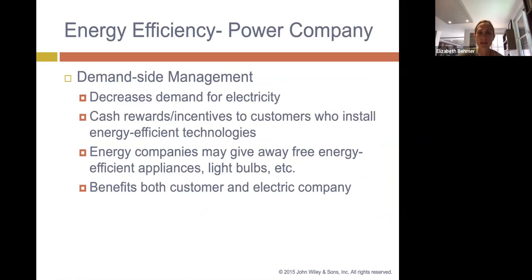Demand side management. Looking at energy efficiency from a power company, demand side management decreases the demand for electricity, giving cash rewards or incentives to customers who install energy efficient technologies, and energy companies may give away free energy efficient appliances like light bulbs, etc. And this will benefit both the customer and the electric company.